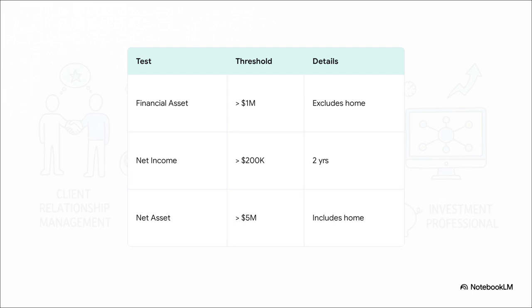And finally, the net asset test, over $5 million, which actually can include the home. But watch out for the ultimate exam trap here. AI status only allows them to buy exempt market securities. It does not automatically make them an institutional client. They are still legally retail clients, meaning full retail suitability protection still applies to every single recommendation you make.